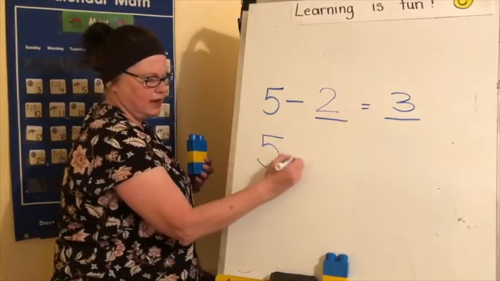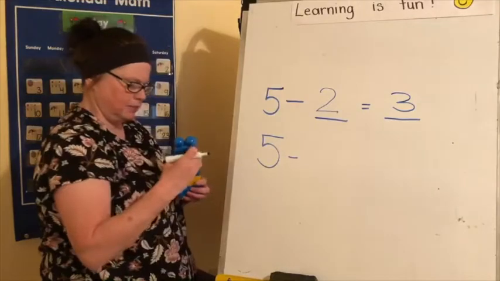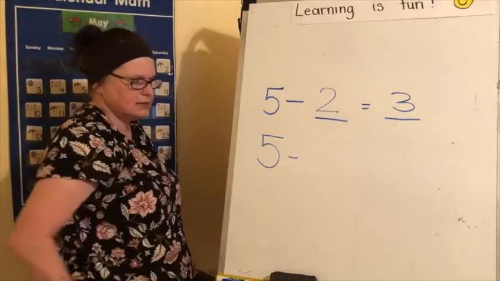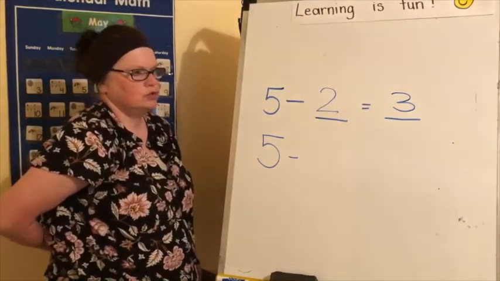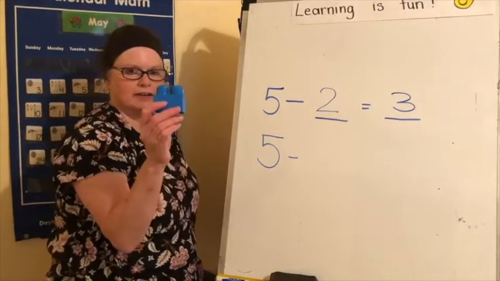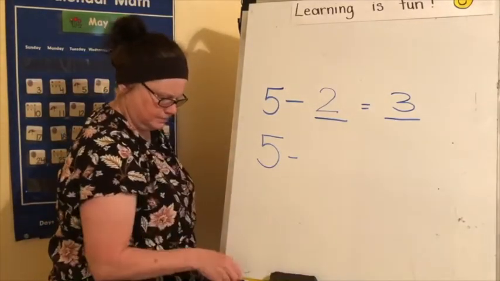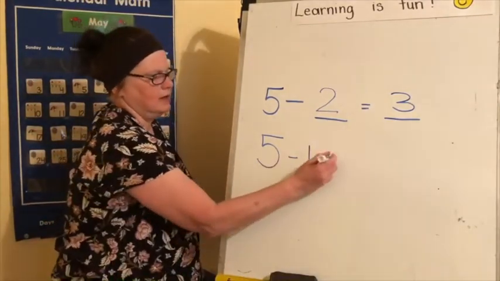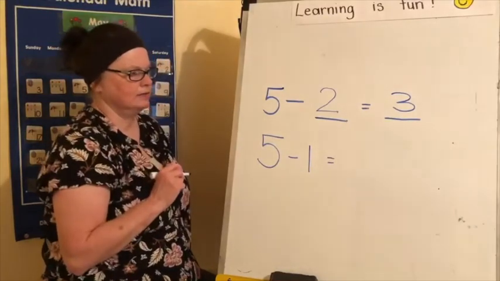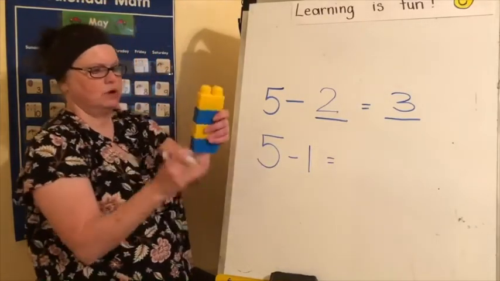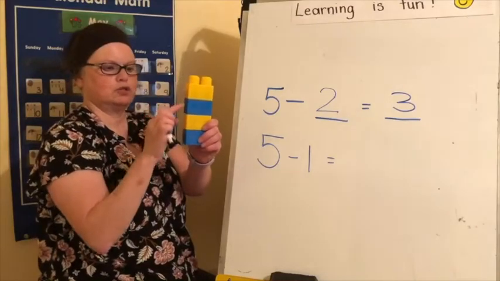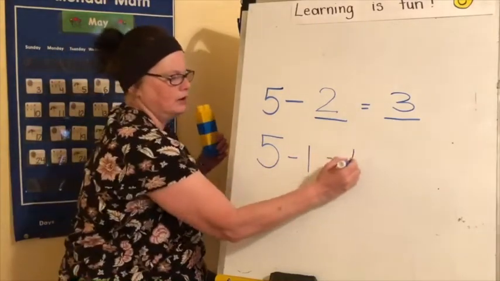I'm going to start with 5, and I know I'm snapping. I'm breaking them off, so I'm going to use that minus sign. 1, 2, 3, snap. I broke off 1. How many are left behind my back? 5 minus 1 is 4. 1, 2, 3, 4. Good job.